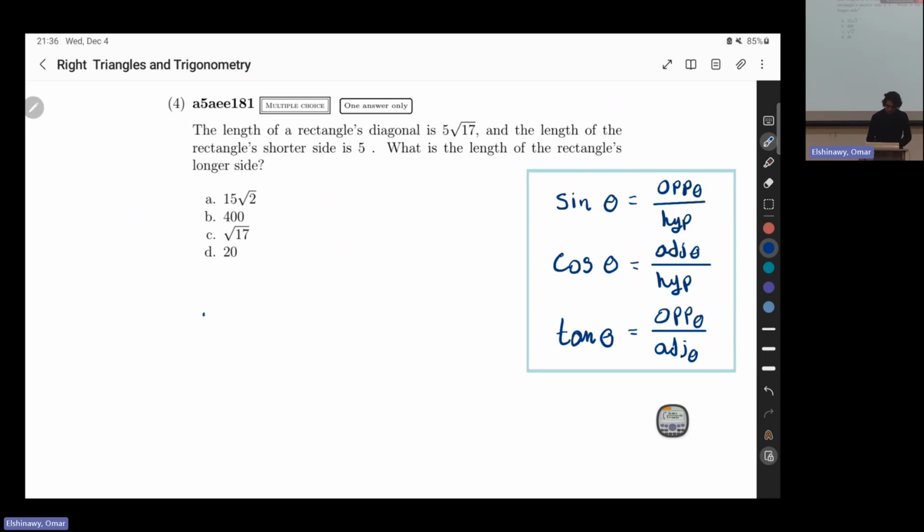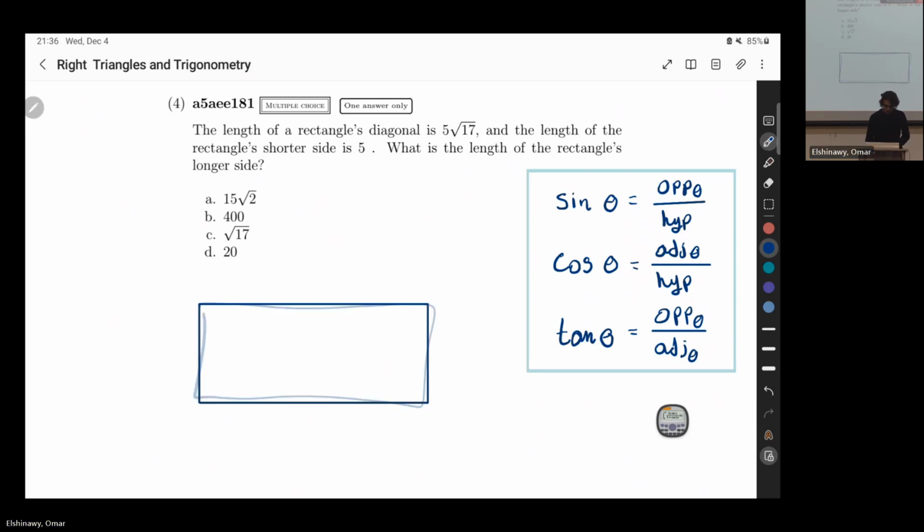So I want you to first notice that this is a rectangle, but do not be fazed, because a rectangle is just 2 triangles stuck to each other and flipped 90 degrees. I just take this triangle, I clone it, and then I flip it and glue it back again.